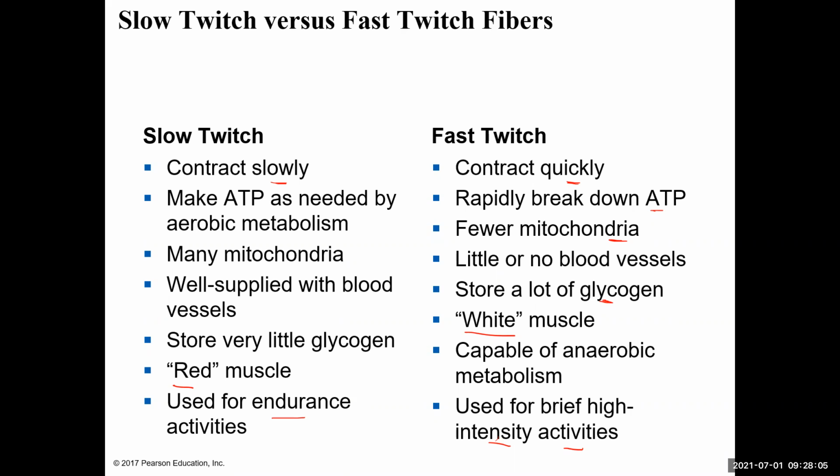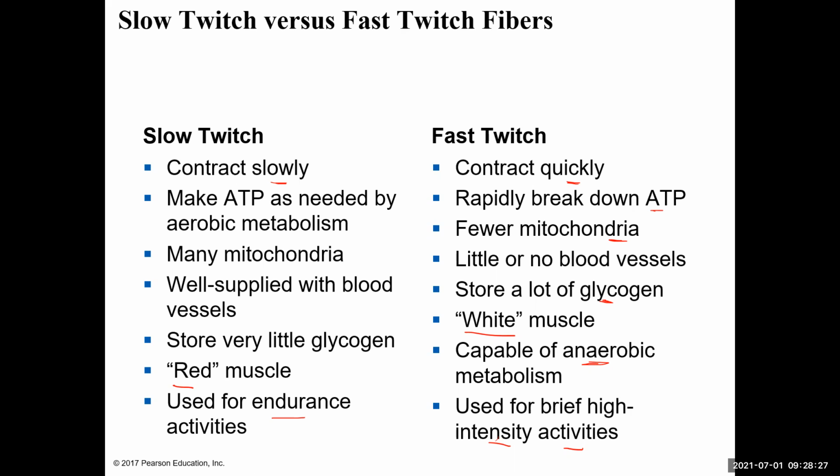Okay? And these are capable of anaerobic metabolism. So after you use that initial amount of oxygen and ATP, it then can break down those glucose molecules to get, say, 2 ATP for every cycle during that anaerobic metabolism.